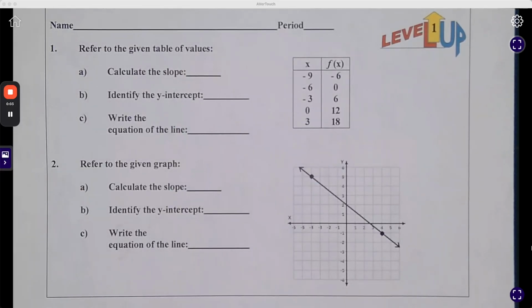All right, let's do it. Level up. All right, I love level up. It's one of my favorite things.